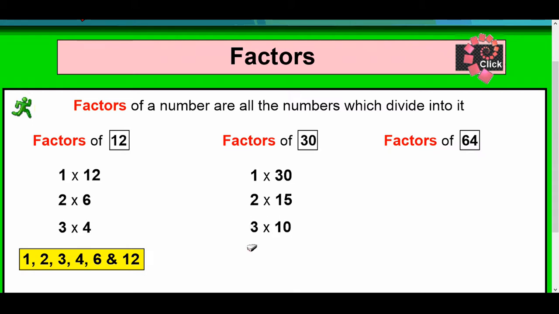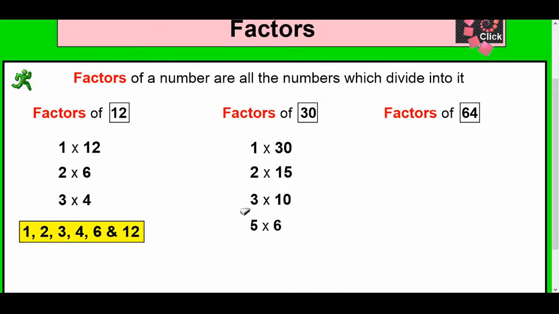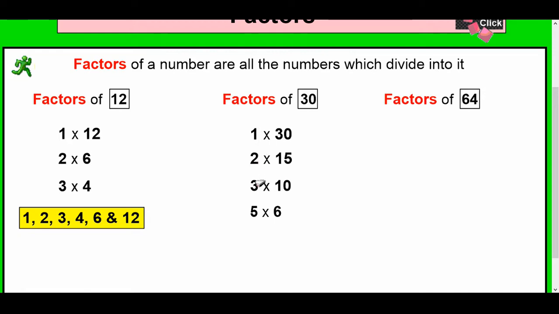Go to the 4 times table, except that's not going to work. 4 doesn't divide. Factors need to be whole numbers, we can't have decimal factors, so we can't say something like 4 times 7.5, that's not going to work. 5 times table, yep, 5 times 6. And then you're going to repeat, 6 times 5, and there's no need to repeat that. So the factors of 30 are 1, 2, 3, 5, 6, 10, 15, 30. They are all the numbers that divide into 30.